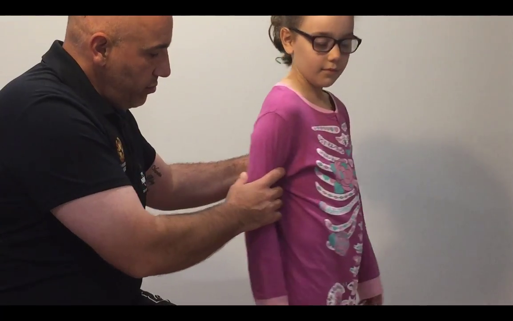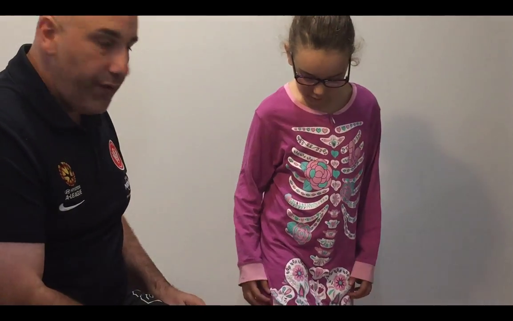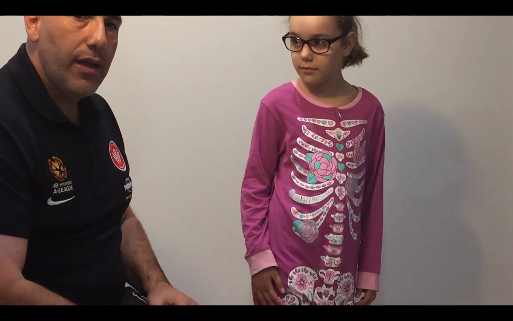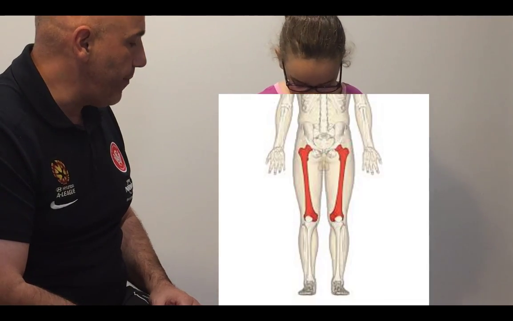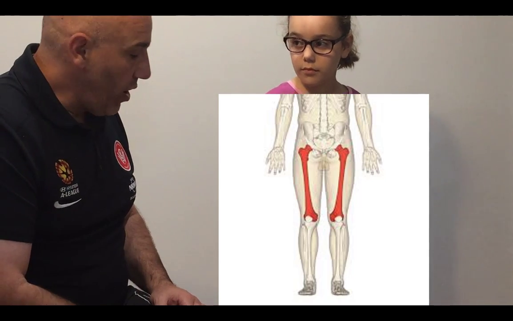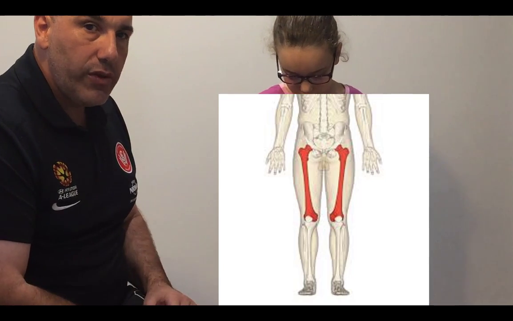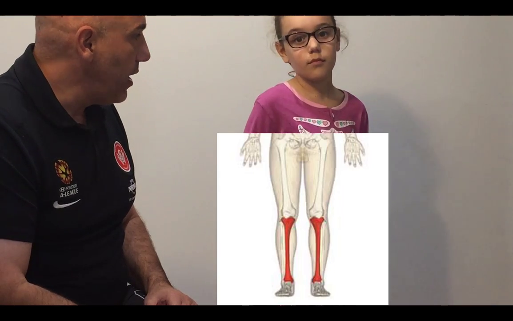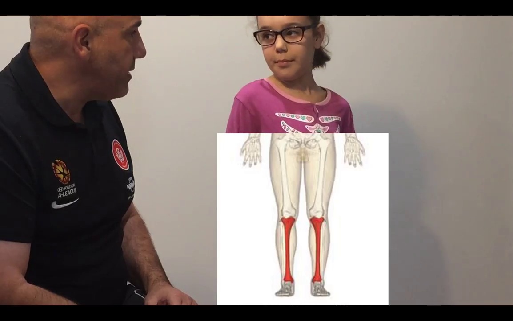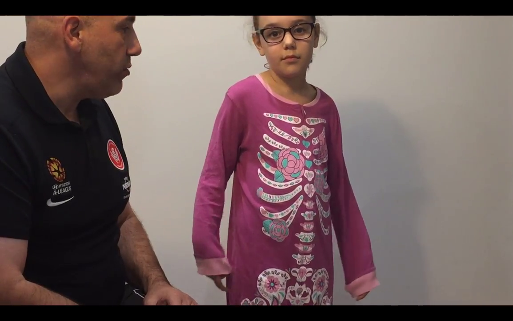Our legs, and I don't know if you can see in the camera, but the top part of our leg is our femur, and then the bottom two are the tibia and fibula, and that's pretty much the majority of the bones that we need to look at just for now.